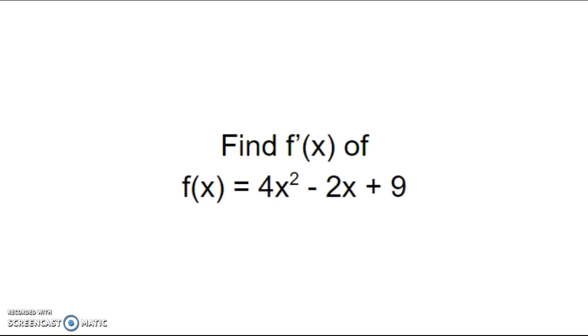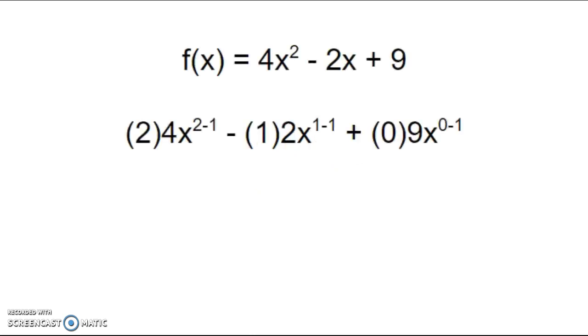We will first start out with a basic problem. The problem is to find the derivative of f of x equals 4x squared minus 2x plus 9. First, we do 4 times the exponent connected to x, which is 2. We then subtract that exponent by 1. Then we multiply negative 2 by the exponent connected to x, which would be 1. We then subtract that exponent by 1. Finally, we multiply 9 by the exponent connected to x, which would be written as x to the 0 power. We then subtract that exponent by 1.